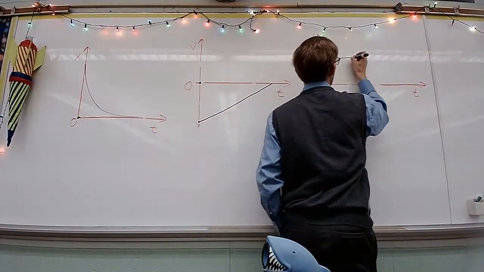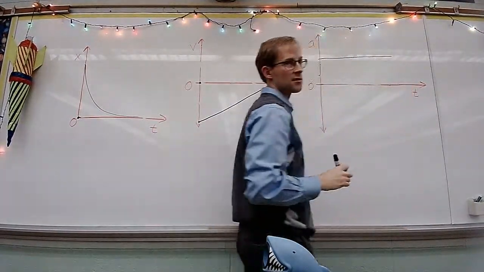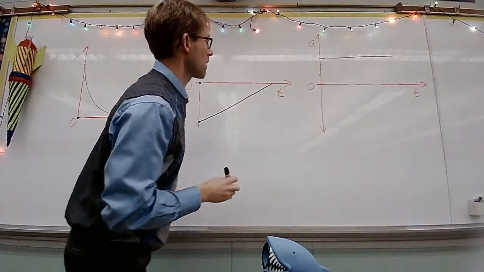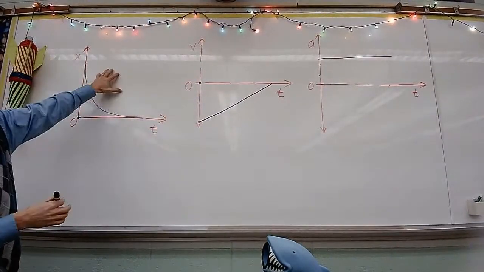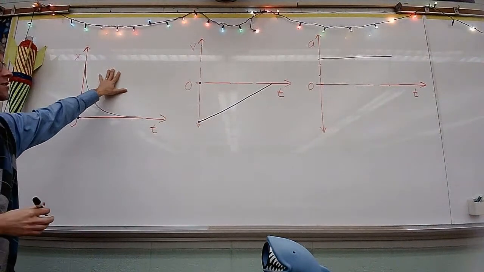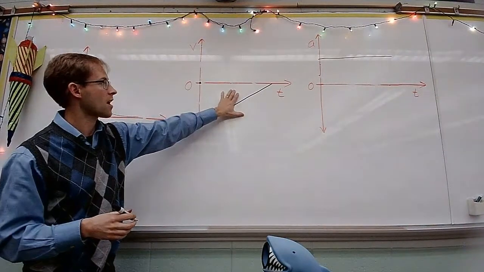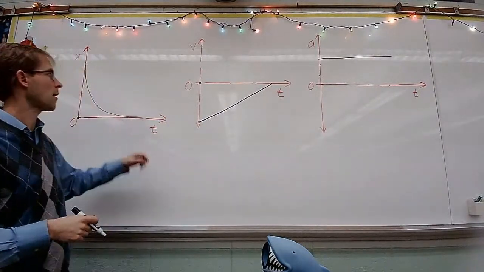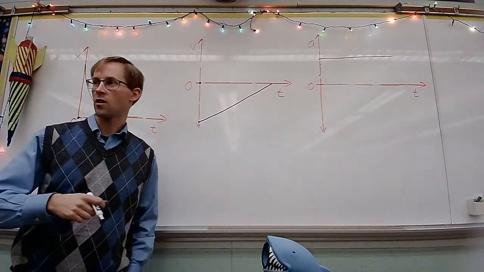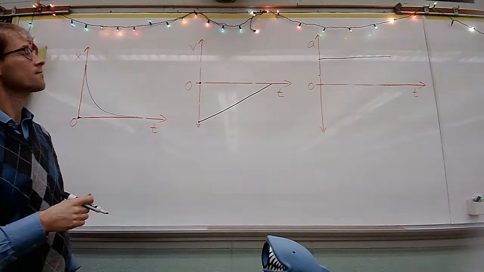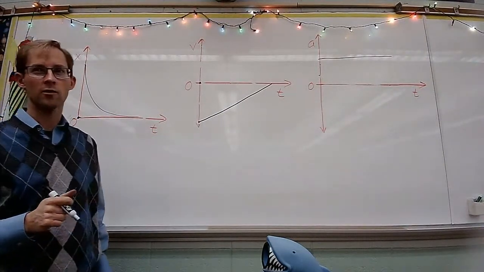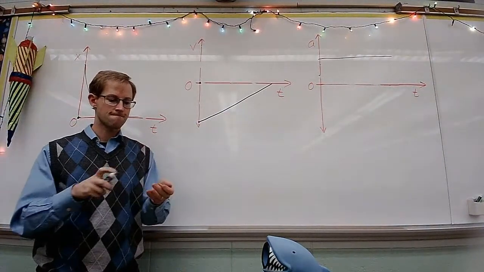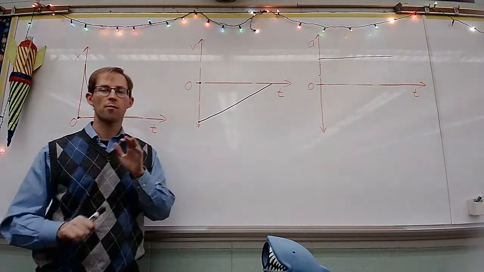It's all about the slopes when you're making these graphs, folks. You have to realize that the slope on this graph tells you about velocity, and the slope on this graph tells you about acceleration. Once you can internalize that, you'll be able to draw these graphs without any effort at all. Those are the main scenarios here. And I think that's probably where we can end.